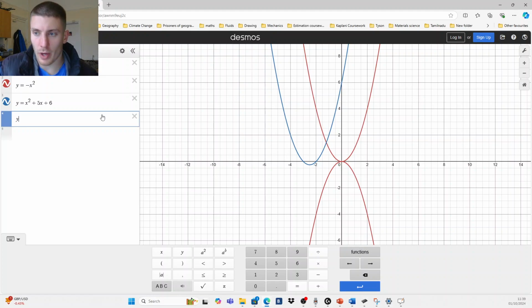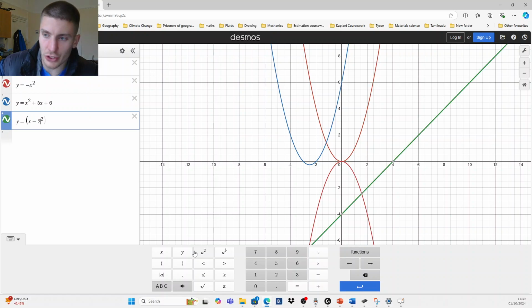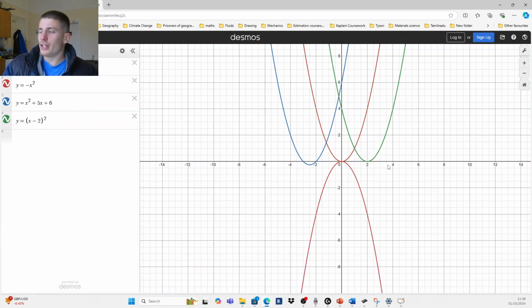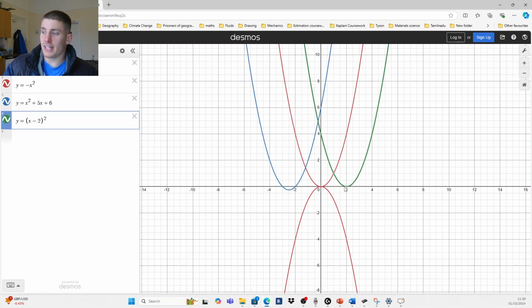Okay, so we've got y is equal to, I don't know, let's make it a square. Let's go for something like (x - 2) squared, which is this green quadratic over here. You can see this quadratic only cuts the x-axis, interestingly, at one point, which is the point 2. Why is that the case? You will see later on in the videos. And it goes through the y-axis at the point 4. Why is that the case?